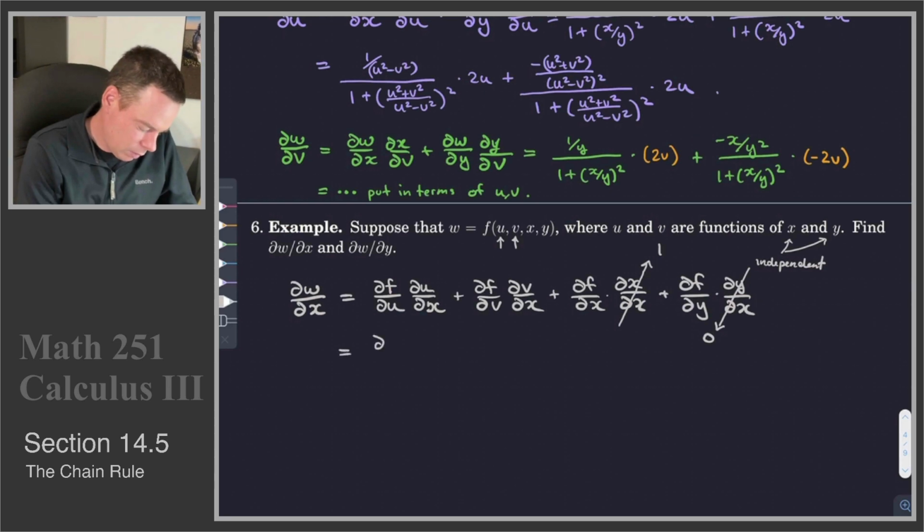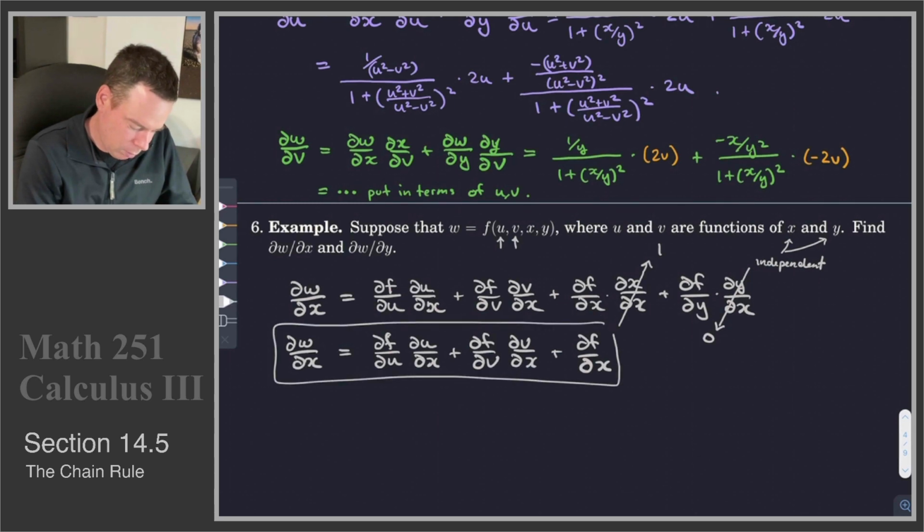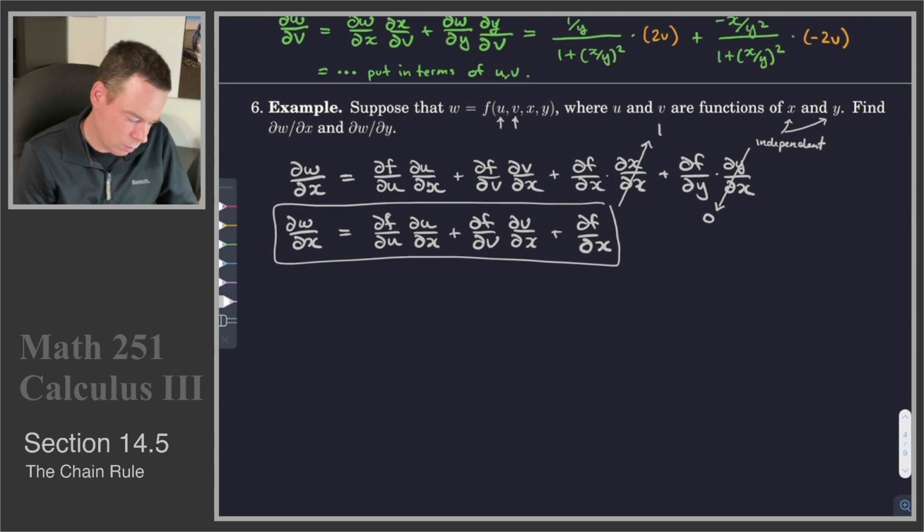And so this becomes df du du dx plus df dv dv dx plus df dx. And so there is our partial of w with respect to x. It's made up of those partial derivatives put together in that way by the chain rule.